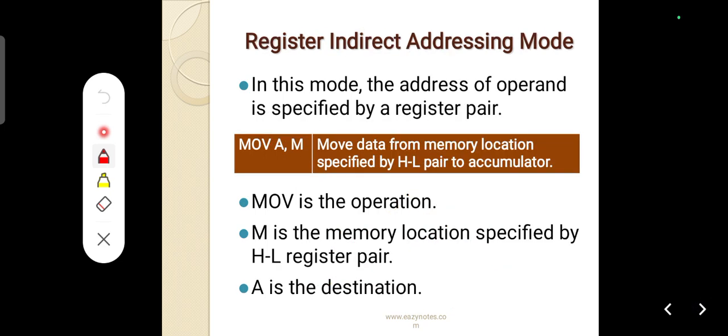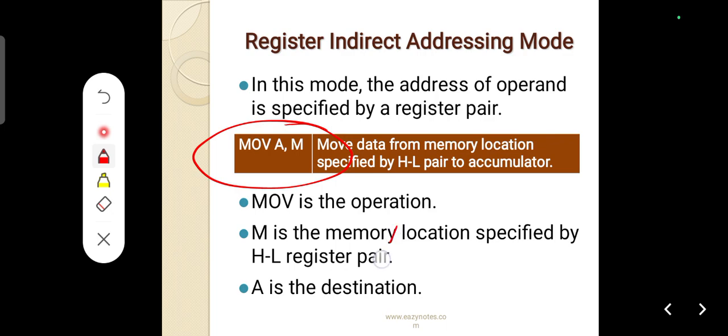Fine. Now comes register indirect mode of addressing. Whenever your content is available at some memory location, but the memory location is stored in some register pair, it is known as register indirect mode of addressing. As an example, you have MOV A, M. Here what does M mean? M means memory, but which register pair does M refer to? It refers to the HL register pair. That's the reason content is stored at some memory, but the location of memory is stored in a register pair. That's the reason it is known as register indirect mode of addressing.